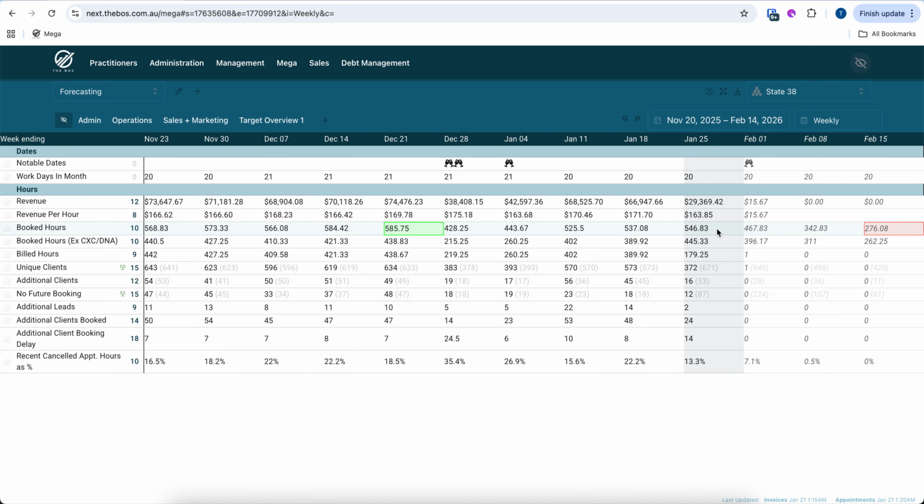But the key thing that we want to be looking forward to, because this video is all about forecasting, is what do the booked hours say moving forward? So what they say is obviously not a great picture. We can see here that from 546, it drops down to 467.